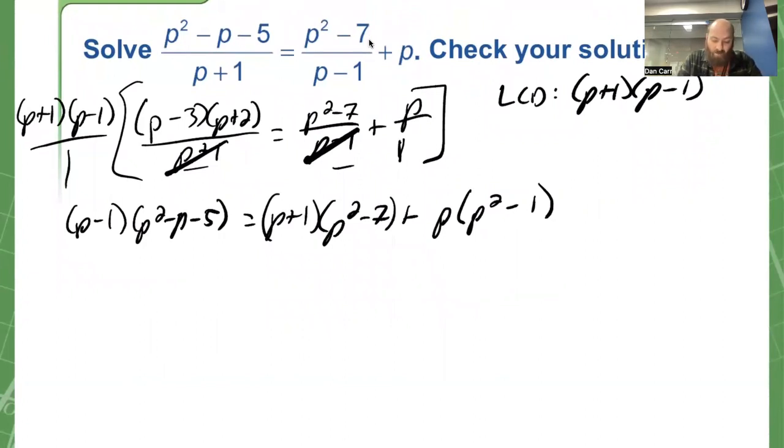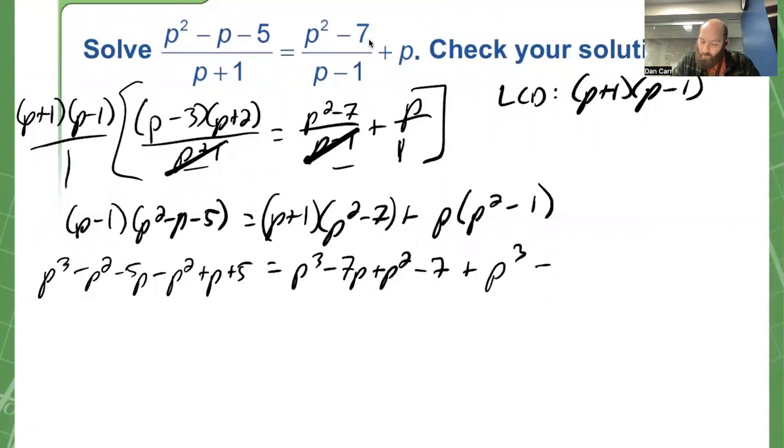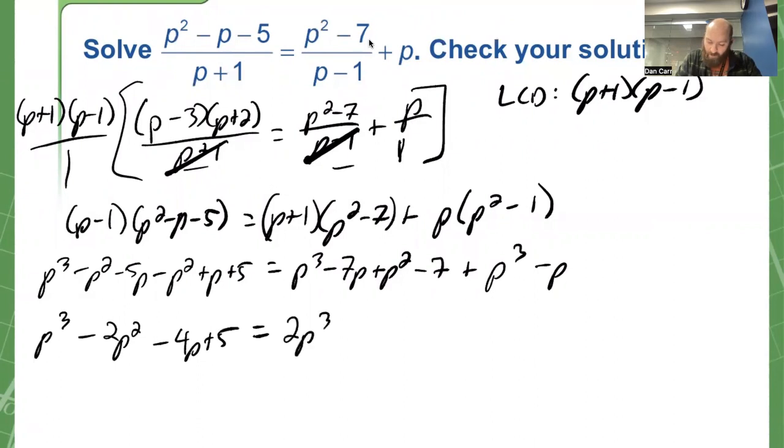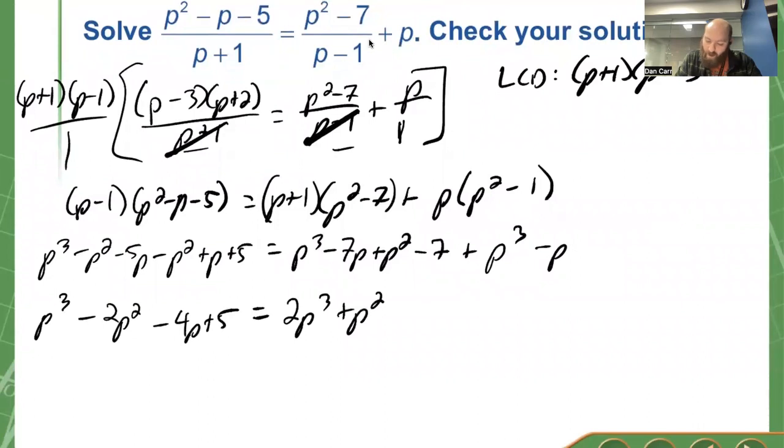So first thing here, if I multiply this out, I'm going to have p to the third minus p squared minus 5p minus p squared plus p plus 5. Over here, I'll have p to the third minus 7p plus p squared minus 7. And then this will be p to the third minus p. All right, so time to start simplifying as best I can here. I've got p to the third minus 2p squared minus 4p plus 5. Over this side, we've got 2p to the third plus p squared minus 8p and then minus 7.